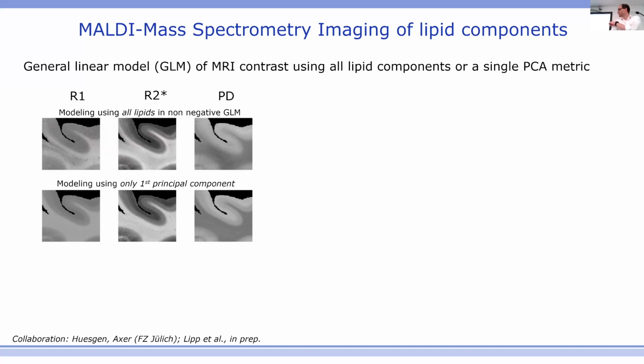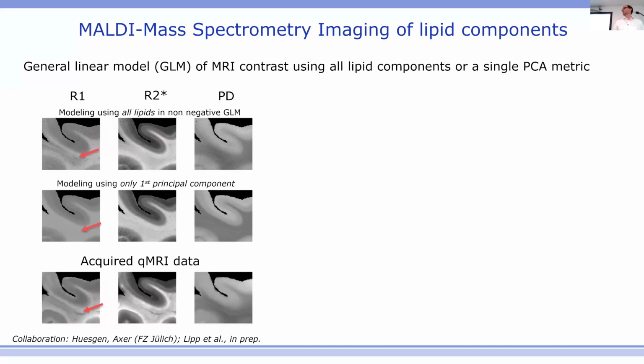These are modeled predictions just based on the histological data, so the forward model. And when you compare this to the right, the MRI data, this has a very high similarity. And what is also interesting, if you use a simpler model, for example, just using a first principal component, it does much worse than using all the lipid information, as you can see in the top row compared to the bottom row. So what it means is, indeed, MRI is sensitive to the lipid composition in the brain.